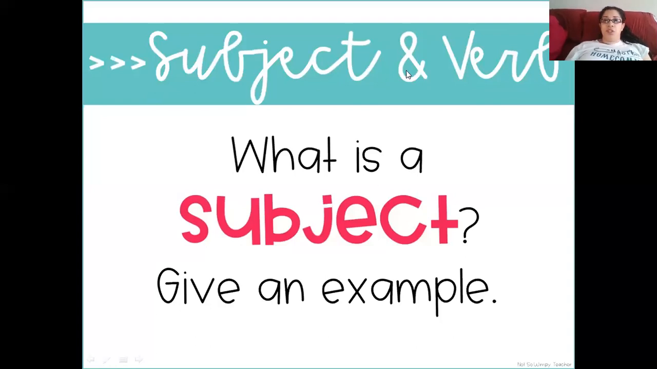All right, so subject and verb. What is a subject? They want us to give an example. So a subject is the noun in the sentence that is being talked about. So the boy went to the store. The boy is the subject. The students had lunch. The students are the subject. The dog barked loudly. The dog is the subject. Okay?